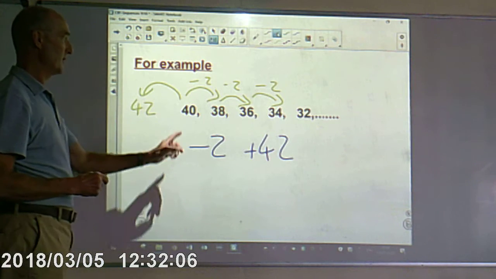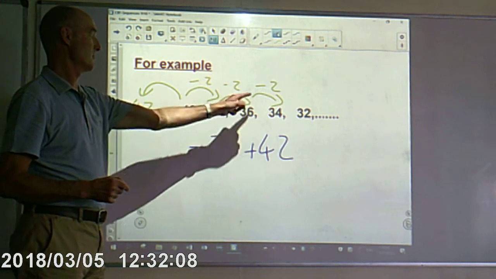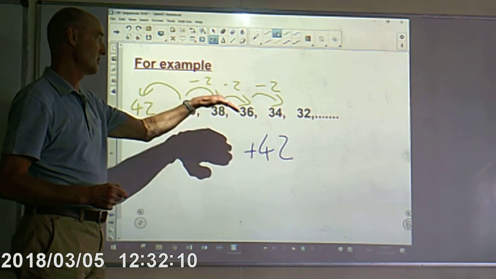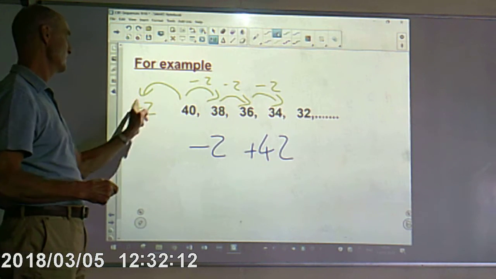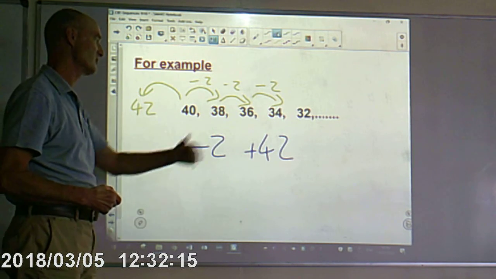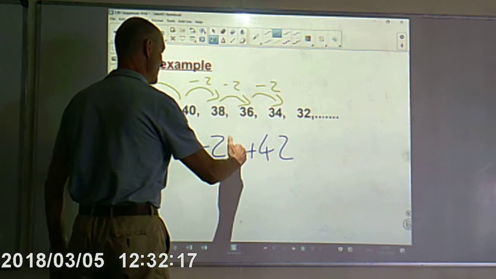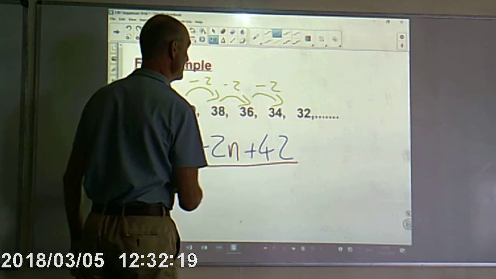So I've got my 2 numbers. I've got the difference between the numbers in the sequence, which is minus 2, because it's going down 2 each time. I've got my previous term, which is 42, and it's a positive 42. Now I bang in my n. Now I've got my nth term.